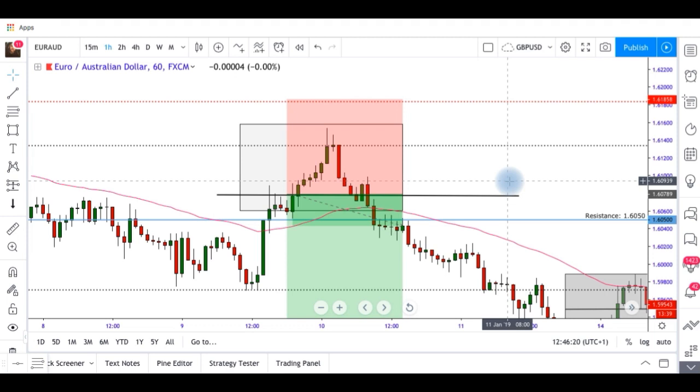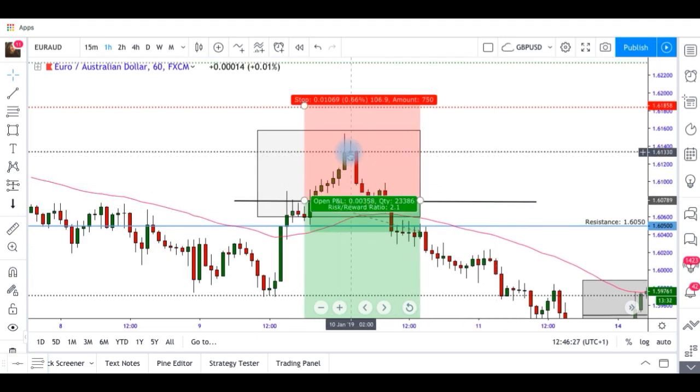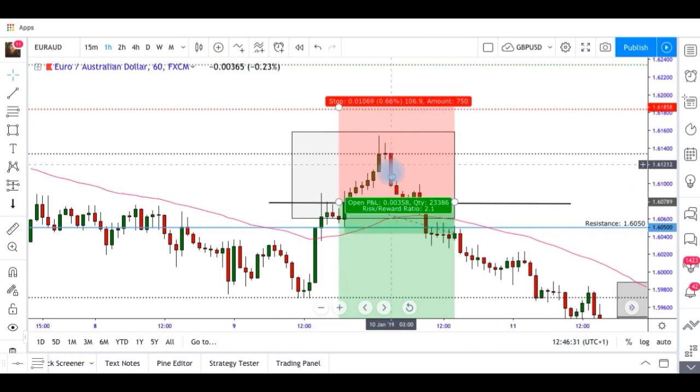Okay, so this is the 1 hour. Now you can see this black line here where we would have entered on the 4-hour. That was really not necessary whatsoever. We can clearly see that we've tapped, and then we've even formed this bearish engulfing. So if you really wanted to play it safe, you could have got in here.